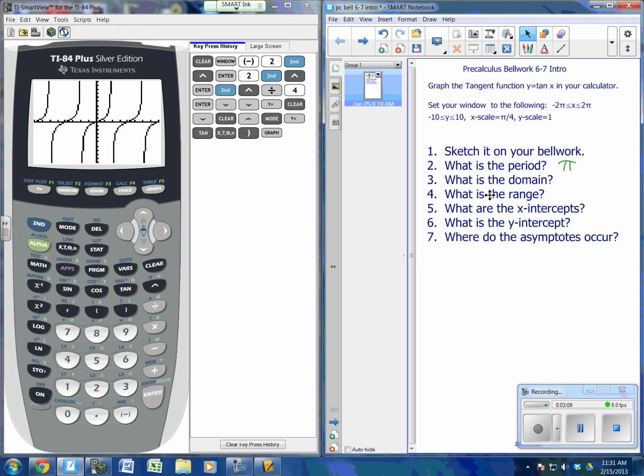Now, looking at this graph, what is the domain of the graph? Well, you guys, I don't know if you've noticed, but right here at pi halves, there is an asymptote. Right here at 3 pi halves, there's an asymptote. Right here at -pi halves, there's an asymptote. Right here at -3 pi halves is an asymptote. And at those points, the function is not defined. So how would we state the domain? What do you think?